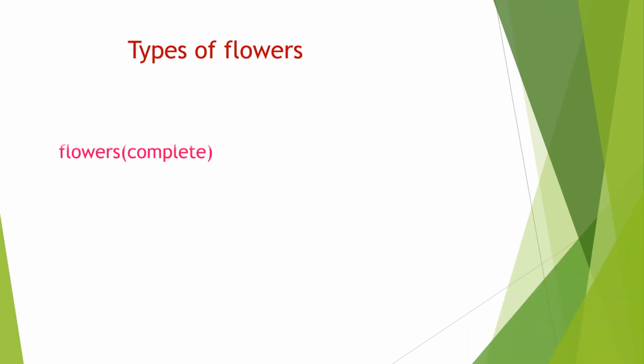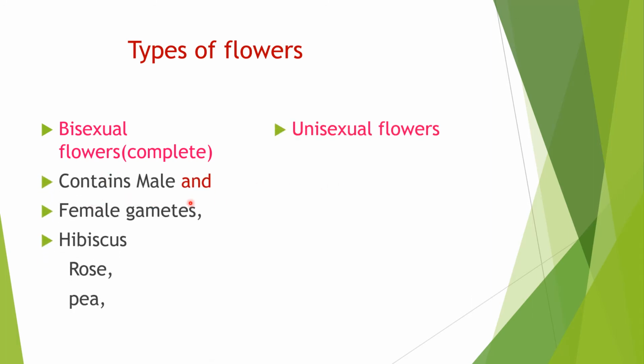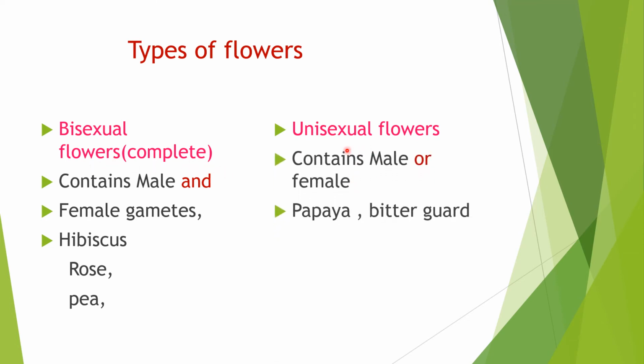Types of flowers: bisexual flowers and unisexual flowers. Bisexual flowers contain male and female gametes, for example hibiscus, rose, pea. Bisexual flowers are also called complete flowers. Unisexual flowers contain male or female gametes, for example papaya and bitter gourd.